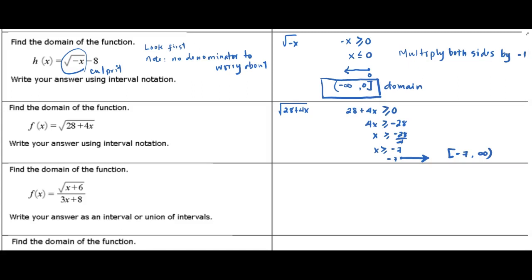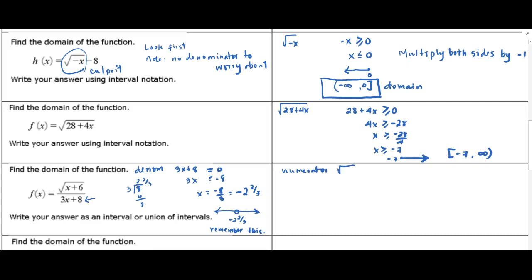The next example has a denominator, so we look for the bad point, which is the 0 of that denominator. 3x plus 8 equal to 0, so this gives us -8/3, or -2 2/3. So we draw the number line and omit that -2 2/3, and remember it for later use. The numerator is a radical, the square root of x plus 6. The domain is x greater than or equal to -6, so we draw it as well.